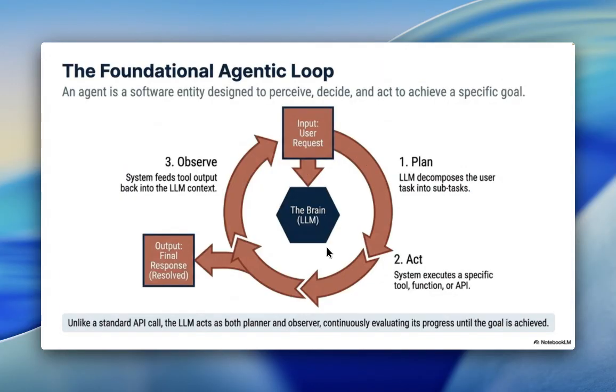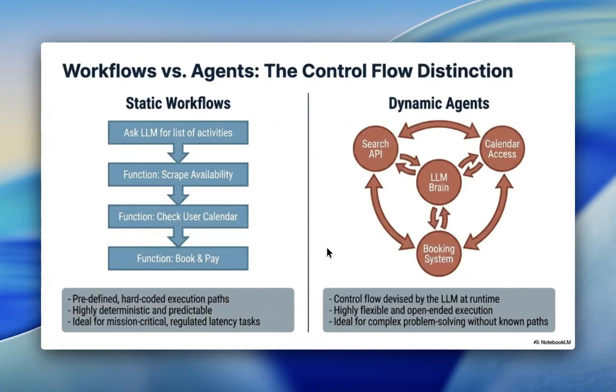The foundational agentic loop. An agent is a software entity designed to perceive, decide, and act to achieve a specific goal. Input: the user request. Plan: the LLM decomposes the user task into subtasks. Act: the system executes a specific tool function or API. The output is the final response result. Observe: the system feeds tool output back into the LLM context. Unlike a standard API call, the LLM acts as both planner and observer, continuously evaluating its progress until the goal is achieved.